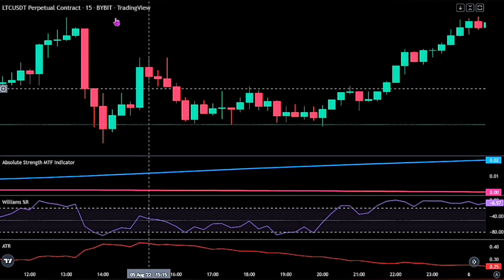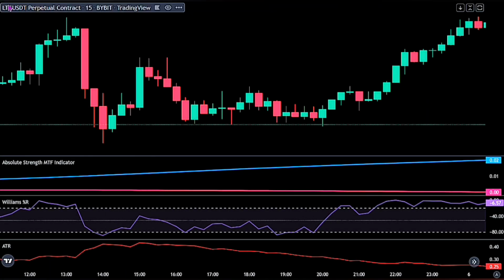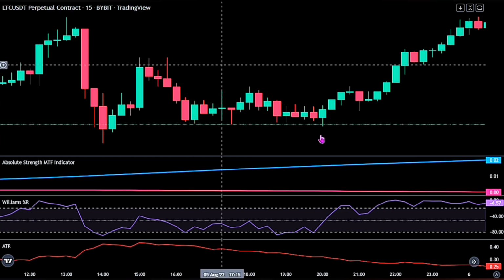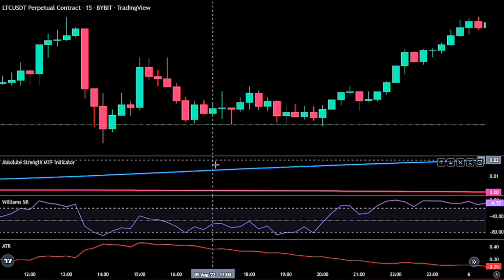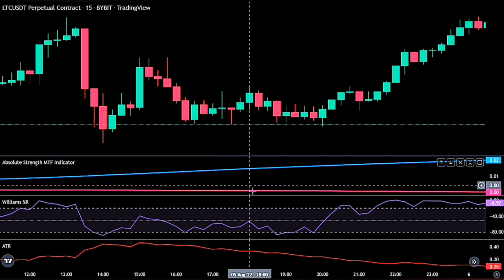This strategy works best on the Litecoin United States dollar tether, and we are on the 15 minutes time frame. So let's quickly go in on how this strategy works, as we will be revealing the settings for these indicators later, as well as mistakes to avoid when using this strategy.